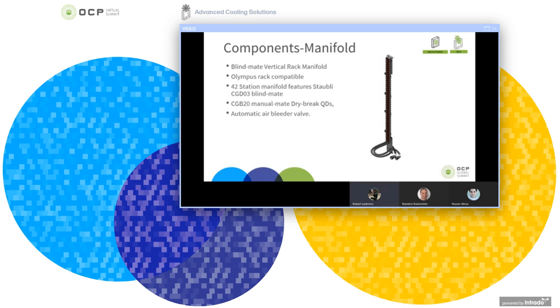The fluid distribution manifold is designed to mount on the rear of the Olympus rack and provide a blind mate interface for up to 42 1U Olympus servers. It uses Stäubli CGD03 blind mate connectors to the servers and CGB20 manual mate dry break connections for the inlet and outlet fluid. It also incorporates an automatic air bleed valve. In the future, the manifold and quick disconnects could be modified based on server requirements, for example, to support servers of different U heights. Additionally, it could be converted to use standardized quick disconnects once available.